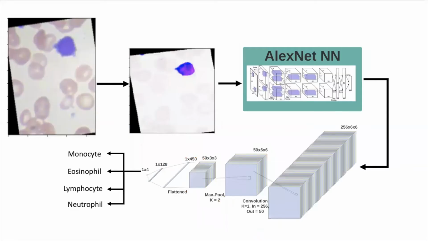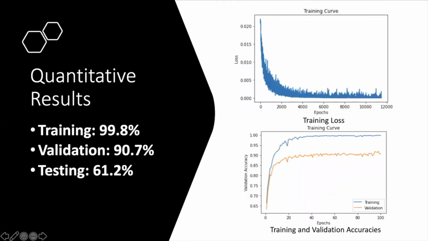Here's the diagram of our architecture. The processed image is fed into the AlexNet, which then outputs pre-trained features and delivers them to our own neural network for final prediction. The training curve shows that our final model can achieve 99.8% training accuracy and 19.7% validation accuracy. The loss curve shows that the training loss almost reached zero after 100 epochs, while validation accuracy stabilized at 19.7%. Test accuracy is found to be 61.2%, partially due to the overfitting problem.